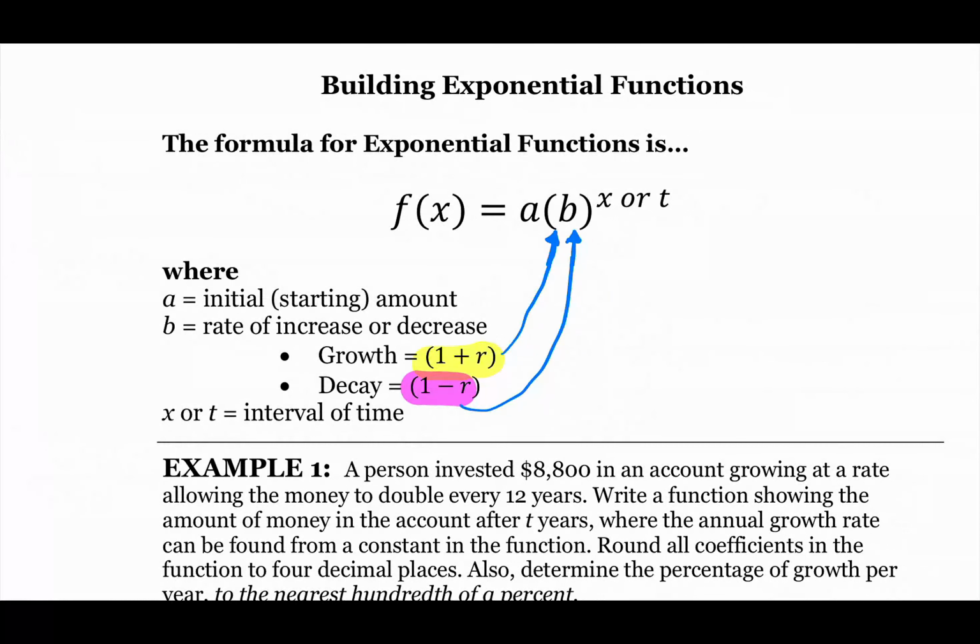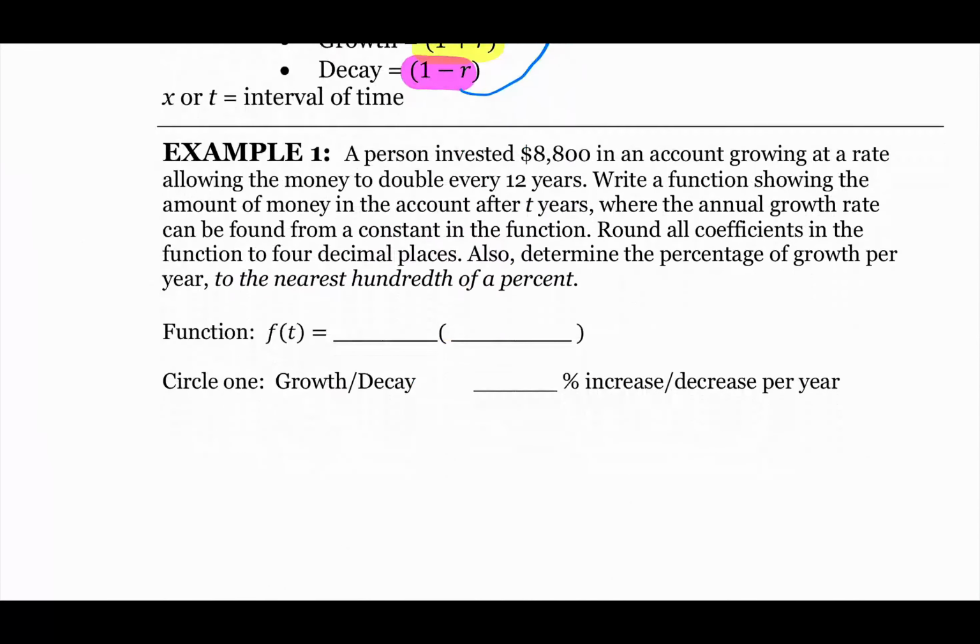And then we've used x mostly last time. Today we're going to use t because we're going to be dealing with time a lot. So we'll use t for time. It'll be some sort of time, hours, minutes, days, weeks, something like that. A is the initial amount, so how much you start out with. B is the rate of increase or decrease, and so on and so forth. All right, so let's look at number 1.